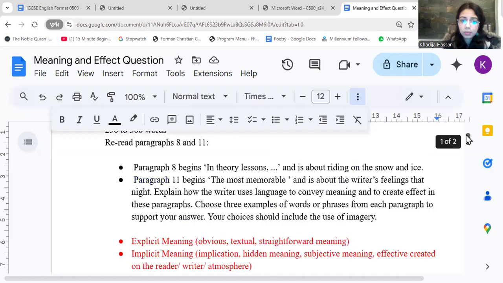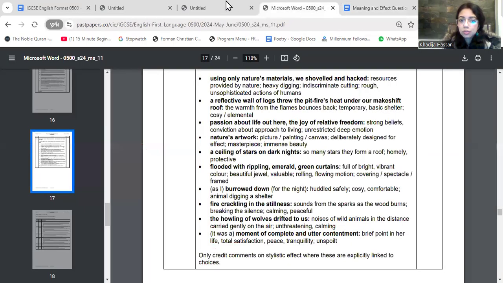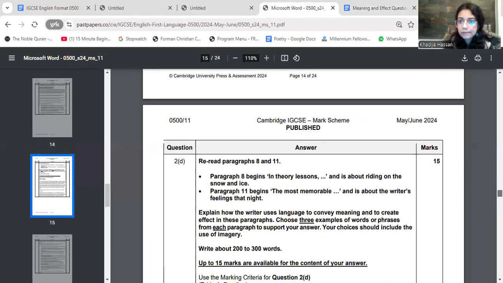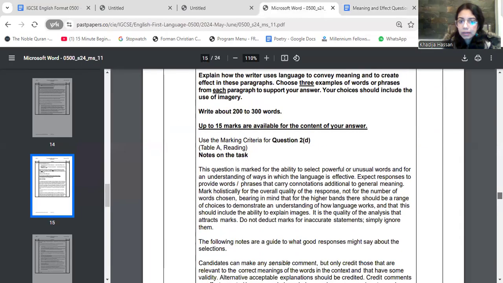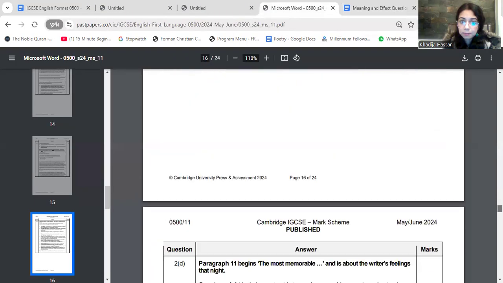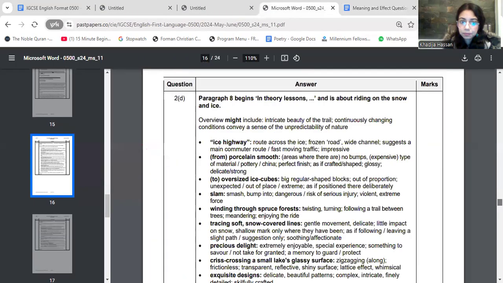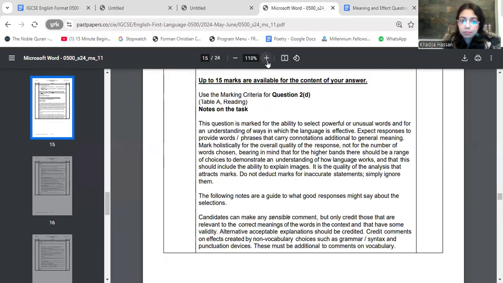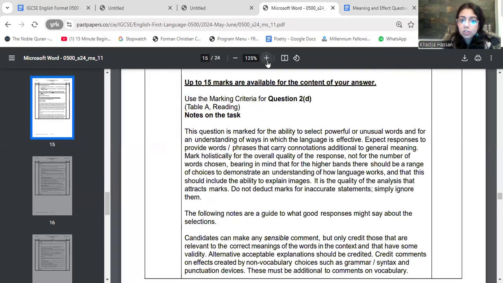Now that we're done with the sample answer, I will also show you guys the mark scheme. So what do you get marks for in a question like this? Okay. Notes on the task. This question is marked for the ability to select powerful or unusual words and for an understanding of ways in which the language is effective.